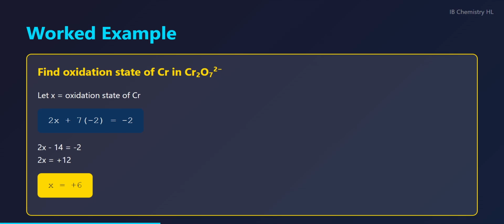Let us work through an example. What is the oxidation state of chromium in dichromate ion, Cr2O7 2-? Solution: let x equal the oxidation state of chromium. 2x plus 7 times -2 equals -2. 2x minus 14 equals -2. 2x equals +12. Therefore x equals +6. The oxidation state of chromium is +6.